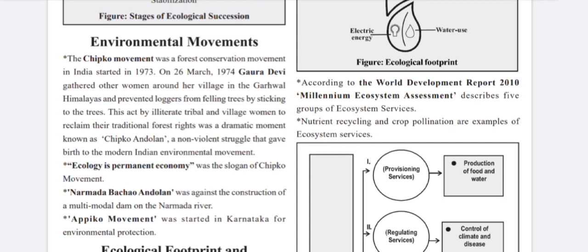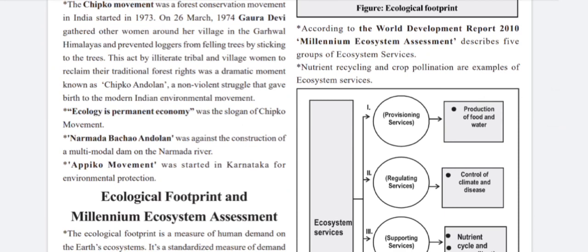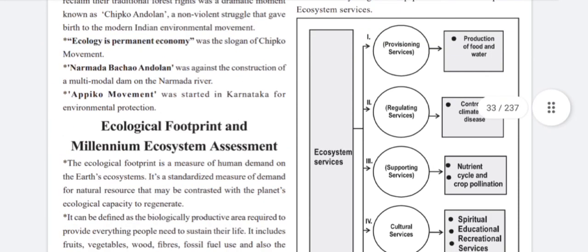Narmada Bachao Andolan was against the construction of a multipurpose dam on the Narmada River. The Appiko movement was started in Karnataka for environmental protection.